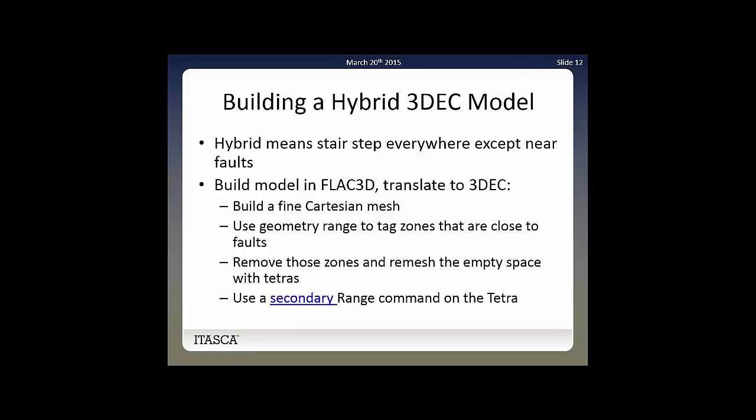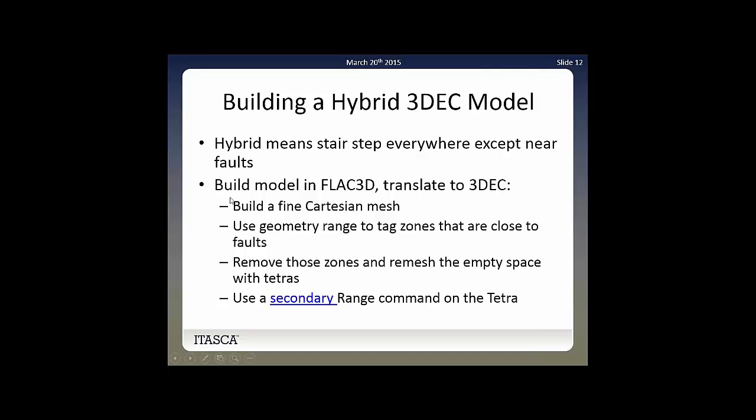But I want to get you interested. Hybrid mesh means a mesh that is stair-step everywhere except near faults, because faults need to function mechanically properly, so we cannot have stair-steps in these faults, whether it's 3-deck or Flat 3D, especially in 3-deck. So we will create a Flat 3D model that we later translate into 3-deck using one of Jim Hazard's fish functions, or whoever has developed things like that.